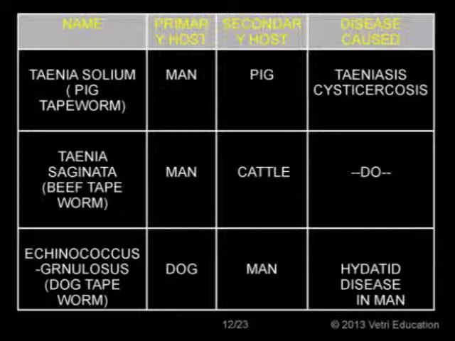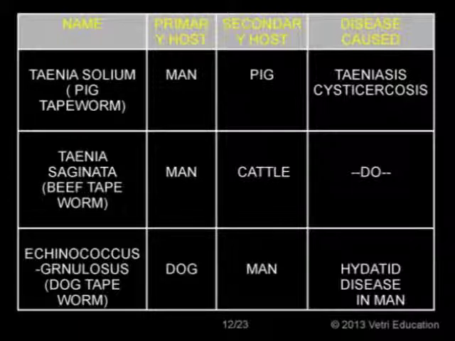For the first two, man is the primary host. For the first one, pig is the secondary host, and for the second one, cattle is the secondary host. But for Echinococcus granulosus, the dog tapeworm, the dog is the primary host and man is the secondary host.